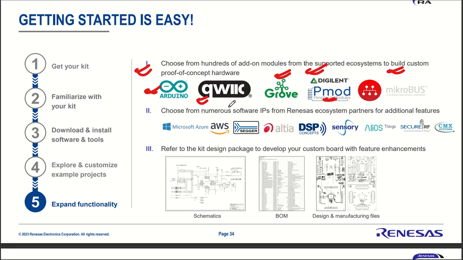There are numerous software IPs from Renesas ecosystem partners for additional features. Basically we have Microsoft Azure, AWS, Segger, LTI, DSP, Sensory and others. Their additional feature software will be very useful for your GPS systems or any other different kinds of applications in your projects. And the kit design package has almost all the resources that you need, like the bill of materials, schematics, design files and manufacturing files.